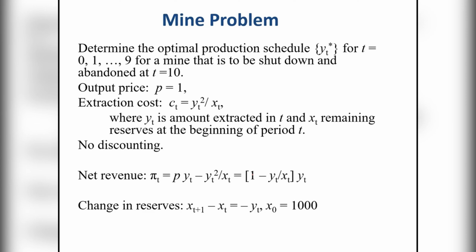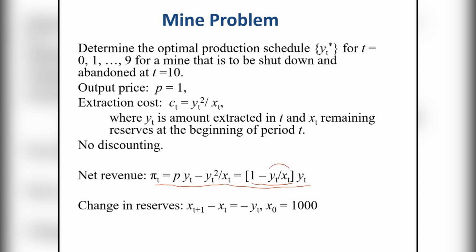So as x_t falls, the cost goes up, and as you increase the amount of ore you remove in any period of time, any year, then the cost goes up as well, in a quadratic. We assume no discounting just for convenience, and we define net revenue, or profit rather, as price times the amount of ore extracted in the period minus the cost, y squared over x squared, and because price is 1, we can rewrite this as follows.